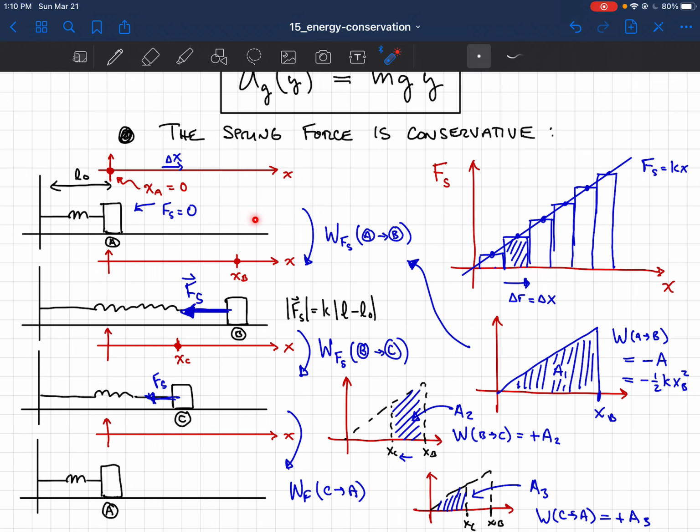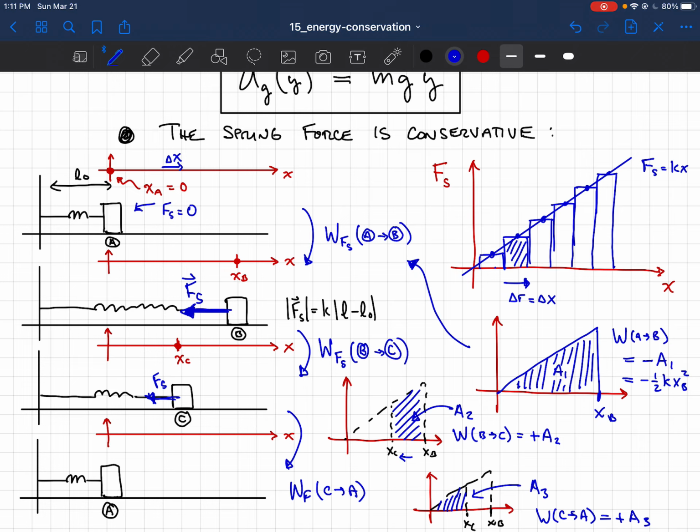I've gone from A out to B, back to C, and then back to A again. And the question is, what's the total work done? Well, the total work done is going to be A1 with a minus sign plus A2 with a plus sign plus A3. But if you look at these two pictures, what is A2 and A3?